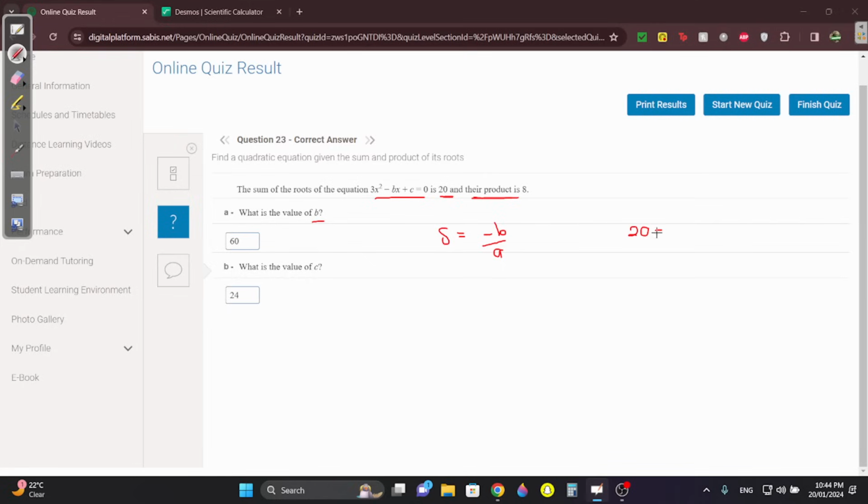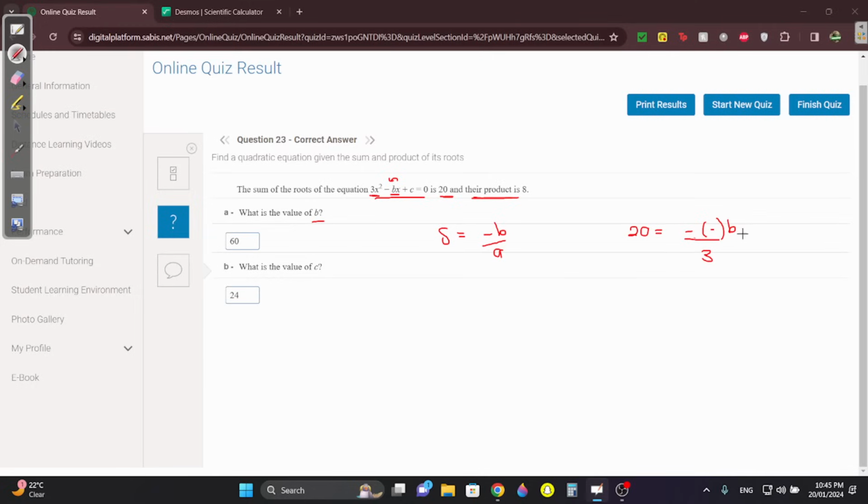So 20 equals minus b over a. What's the number beside b? Since it's minus, you put minus 1. Over a. What's a? 3. We don't know b, but you put minus 1b. Since there's minus, we put minus b, right? In this case, b is minus b, so you have to put another minus. Please put it like this.